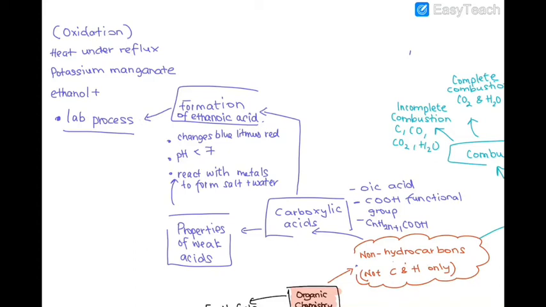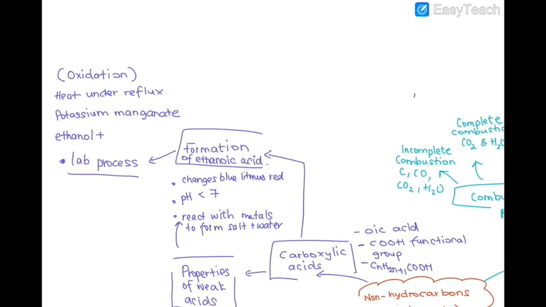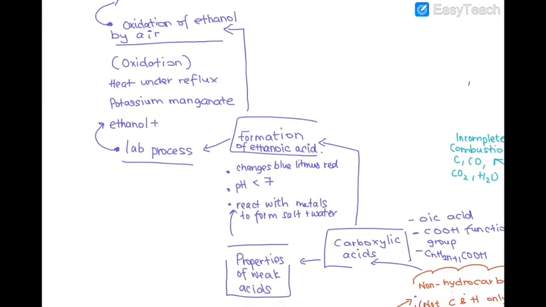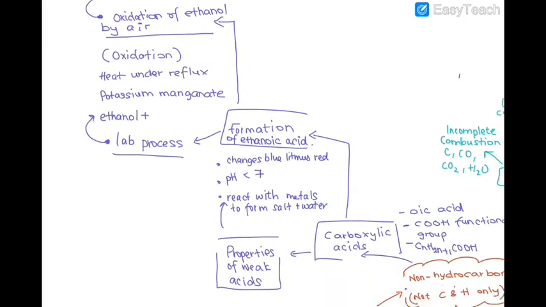Another way to make ethanoic acid is by natural oxidation, aerial oxidation. And during this process you have ethanol, which is oxidized by oxygen in air, and this is a slow process. It's this process that turns alcoholic drinks like wine or beer sour when they are exposed to air.